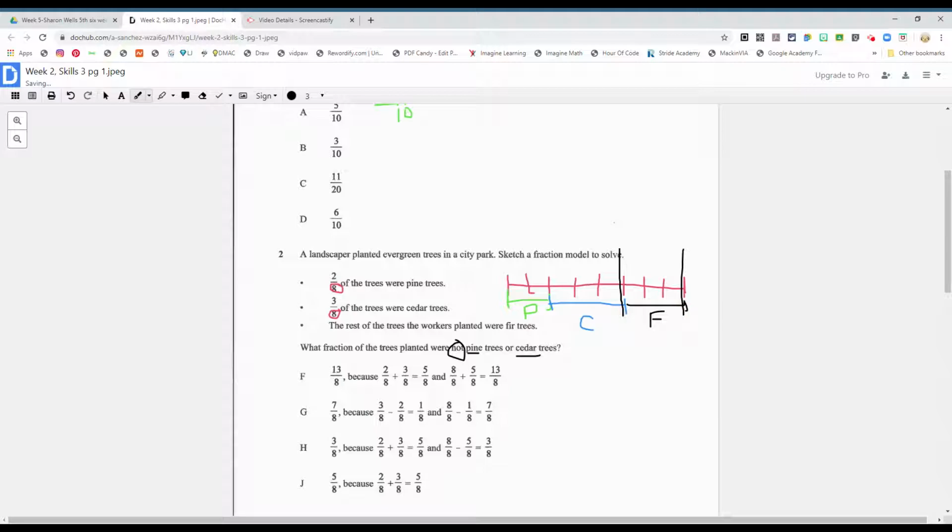So how many pieces are here, boys and girls? 1, 2, 3. So what's the fraction, boys and girls? 3 out of how many pieces in all were they fir trees? Okay, so if you could finish it off, it would be great.